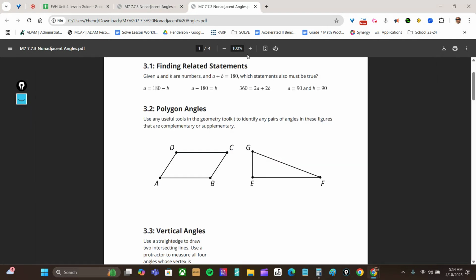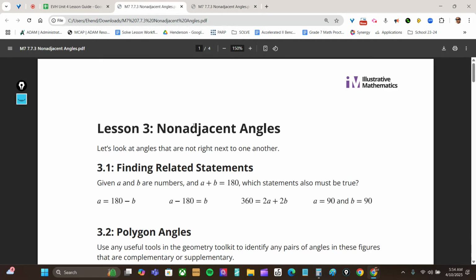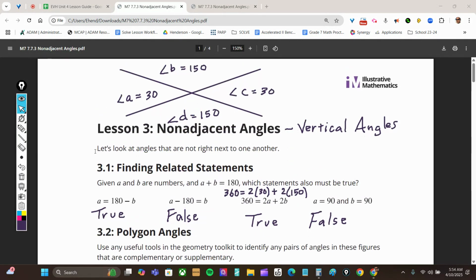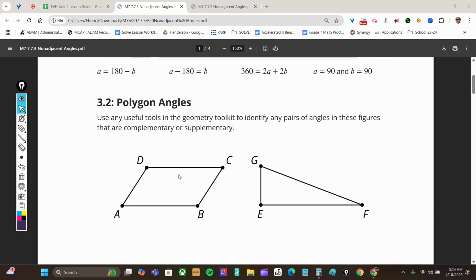All right. Let me zoom. Where were we? We were here. All right. So let's delete this and move down to this.